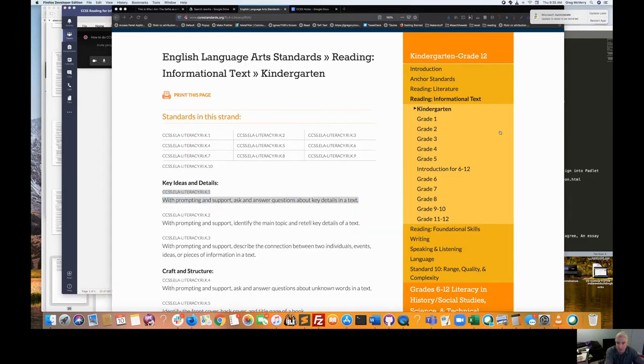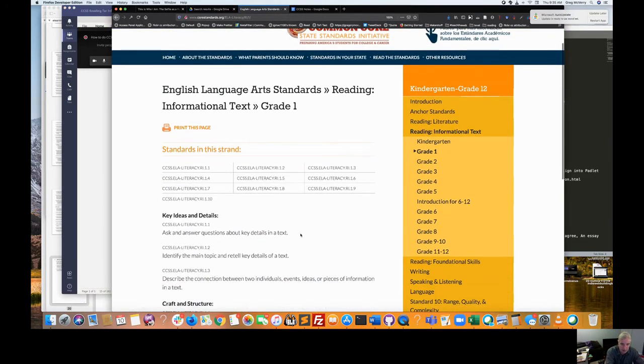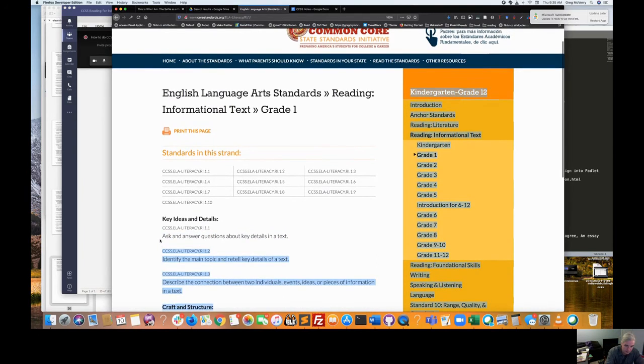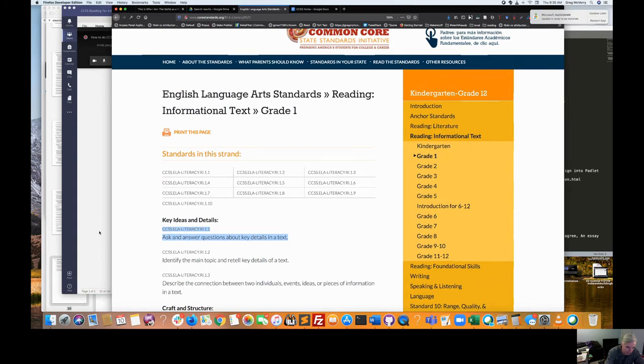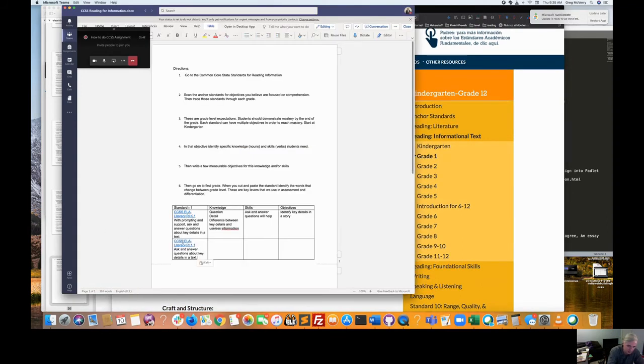So the next step is to then go up a grade. Ask and answer questions about key details in a text. What's the difference that you notice? It's really, this one isn't what's added, but this is an example of what's taken away. No prompting and support. So you want to track those key differences: bold new words, or if things get deleted, put them in parentheses, because these are the key levers.